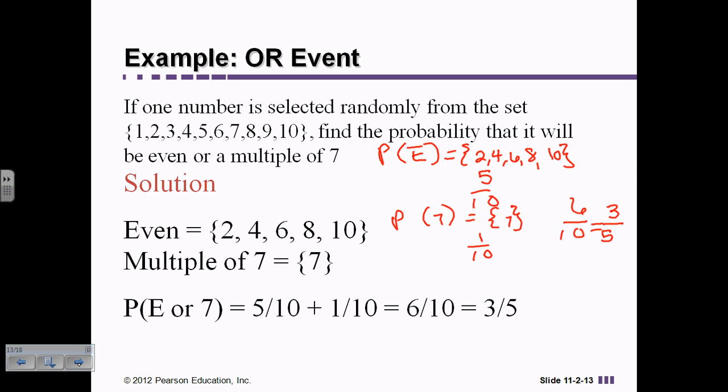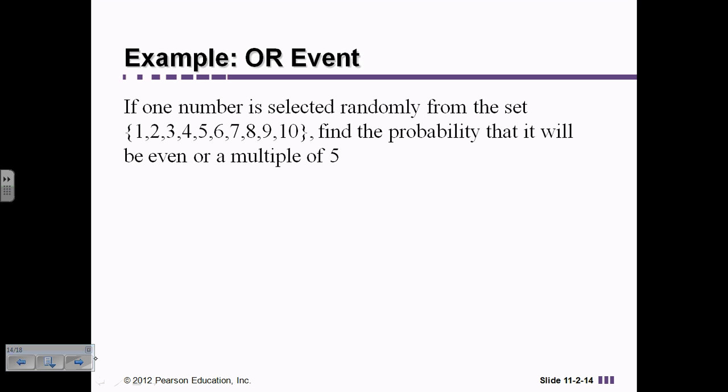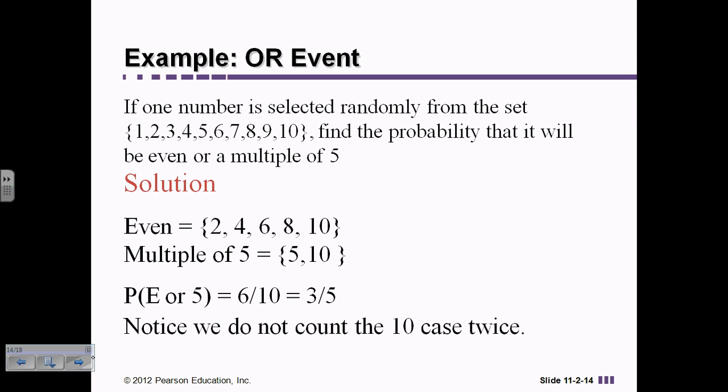Okay, let's look at another one that's similar to that. This time I want the probability that it would be even or a multiple of 5. So if we look at our possibilities here, even are 2, 4, 6, 8, 10 again. Multiples of 5 are 5 and 10. So when we're counting the probability of multiples of 5 or even, we don't want to count duplicates in there. Since the 10 is in both sets, we don't want to count it twice. So again, we're still only dealing with a probability of 6 over 10, which is 3/5.